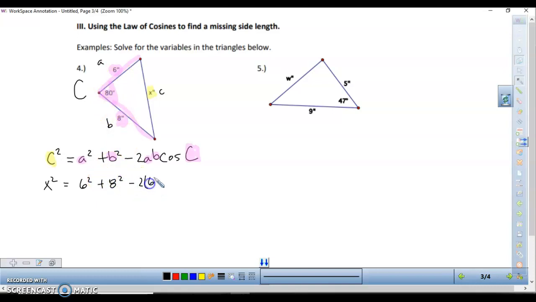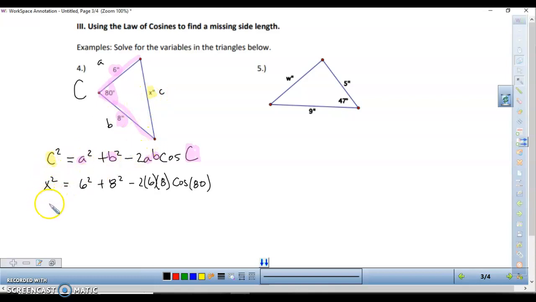A is still 6, B is still 8. And then the cosine, and the angle here, this big C, is 80 degrees. All right, so I've plugged it in. It doesn't matter which one of these sides that are next to the angle you call A or B. That doesn't matter. So I called A 6 and I called 8 B, right? It doesn't matter as long as the side across from the angle is what you plug in for C and what you're solving for. So now just a little bit of algebra.